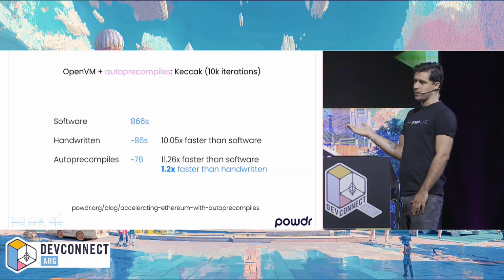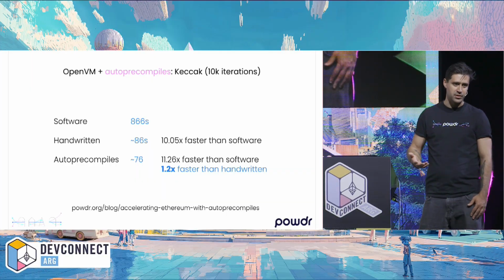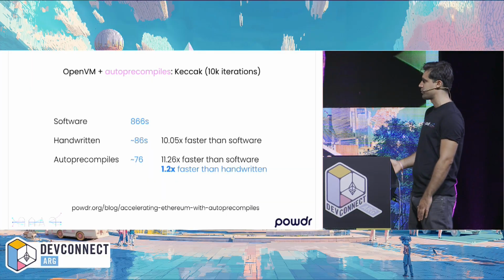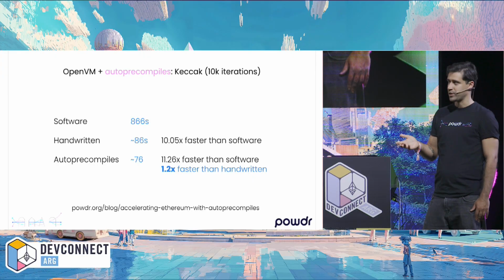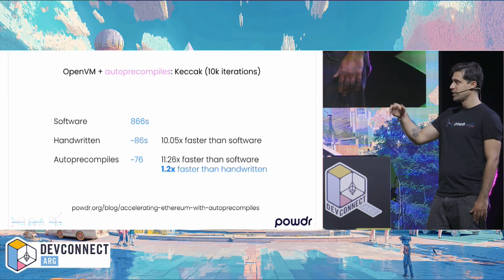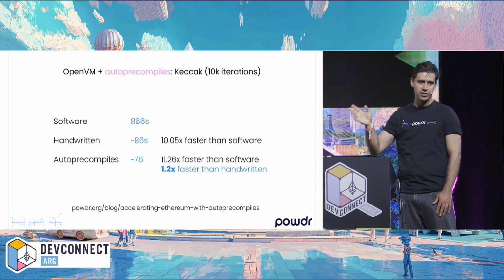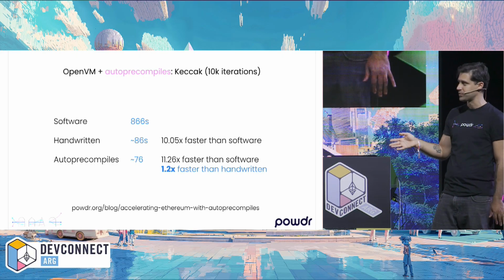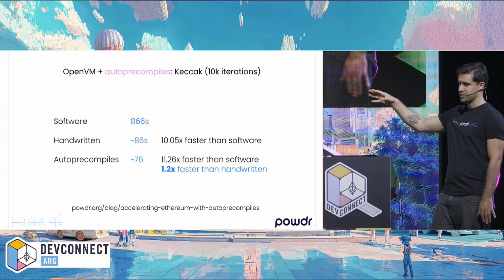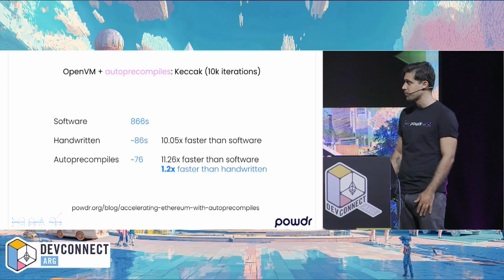This is a reference benchmark we run often to test the current state of the powdr autoprecompiles. This benchmark does keccak, or 10,000 iterations of keccak, and we have 3 settings here. The pure software version just uses the tiny keccak Rust library, it's just doing keccak in Rust, no precompiles involved, and it takes about 800-something seconds to prove it on a certain CPU.